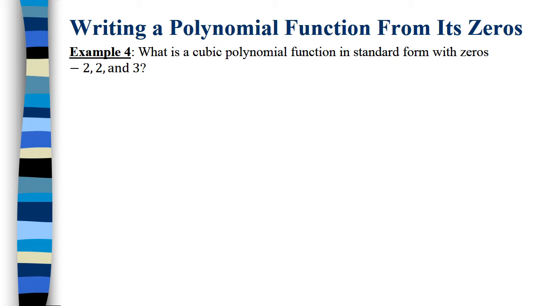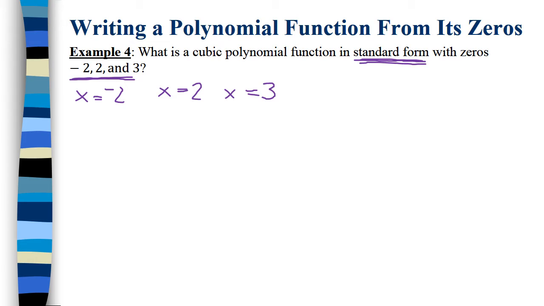Okay, so how are we going to do this? So what is a cubic polynomial function in standard form? Remember, standard form means that we have integer coefficients. So we have integer coefficients when our zeros are -2, 2, and 3. Okay, so if our zeros are -2, 2, and 3, then x equals -2, we know that x equals 2, and we know that x equals 3.